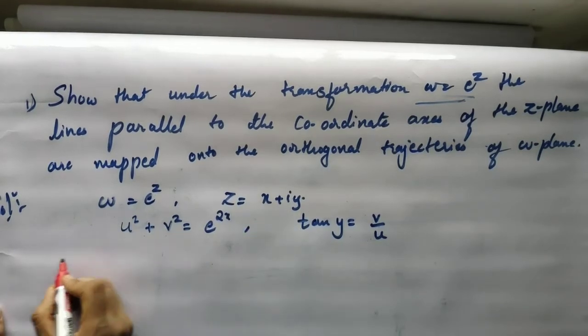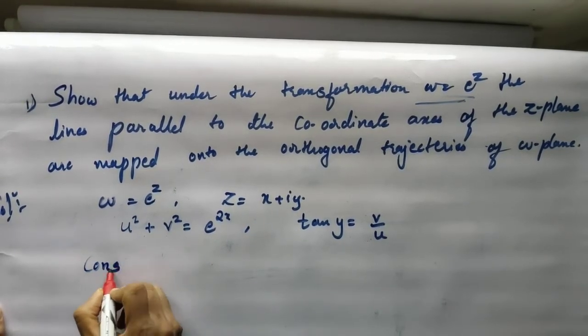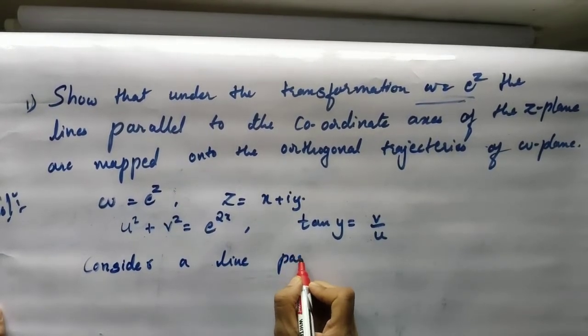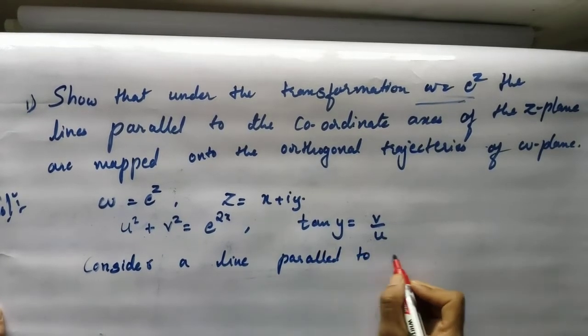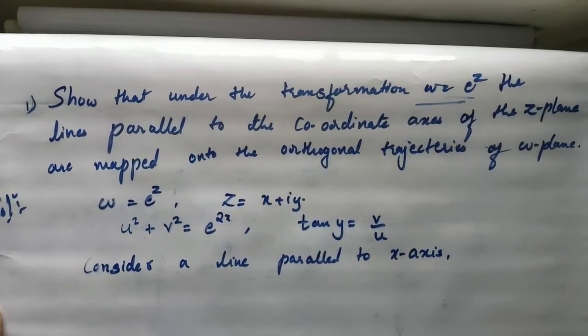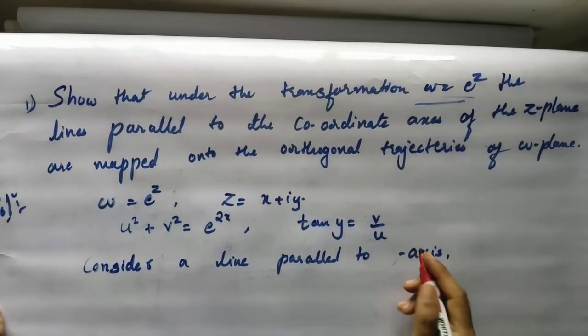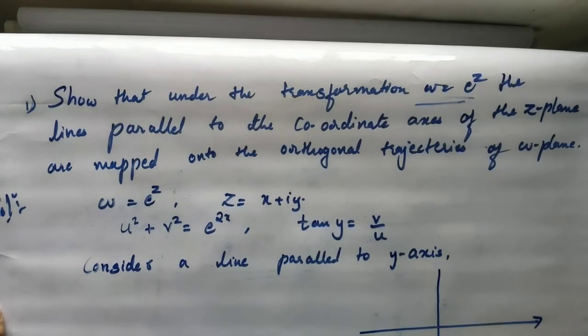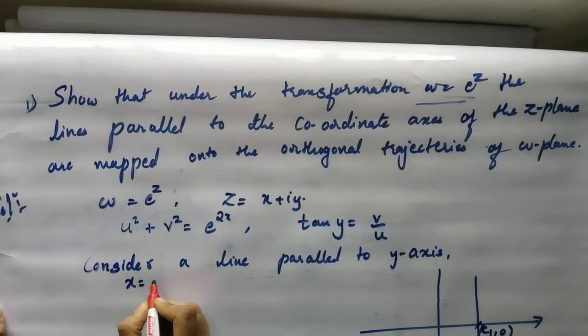So now we have to consider a line parallel to the x-axis. What is a line parallel to the x-axis? Yes, or first we'll consider a line parallel to the y-axis. If I consider a plane, any line parallel to the y-axis will be like this. If this is a point, say C1, then this coordinate will be C1 comma 0. So the line parallel to this will be x is equal to C1.